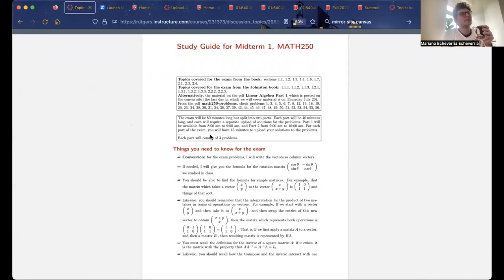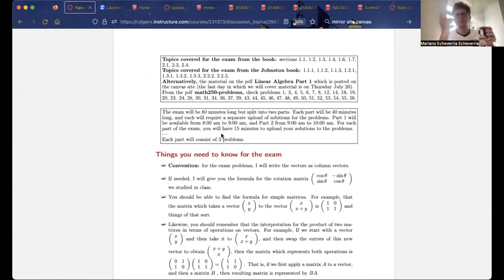Basically, the format of the exam is more or less like two long quizzes. You can read it here, but essentially I would split it into two parts. Each part is 40 minutes long. Part one starts at 8 a.m. There are three questions, and once you're done with those three questions, you upload the solutions. Then part two starts around 9 a.m. It's three questions, and once you're done with those, you just upload your solutions. So it's basically two long quizzes.